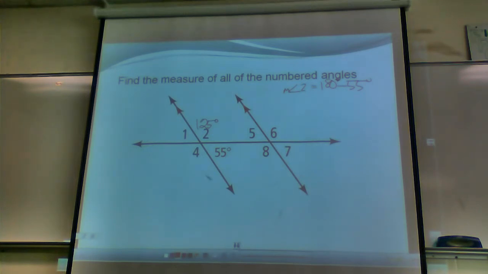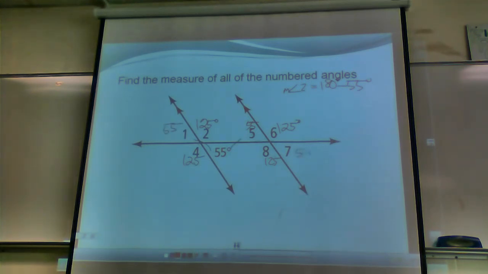Which one? Tell me. Angle 6. So you're saying these two correspond, so they're equal to each other? Okay. Angle 4? Why would it be 4? You've got vertical angles, those are congruent. What else? Angle 8? Yep, because you've got vertical angles here. These are alternate interior angles, so they're equal.